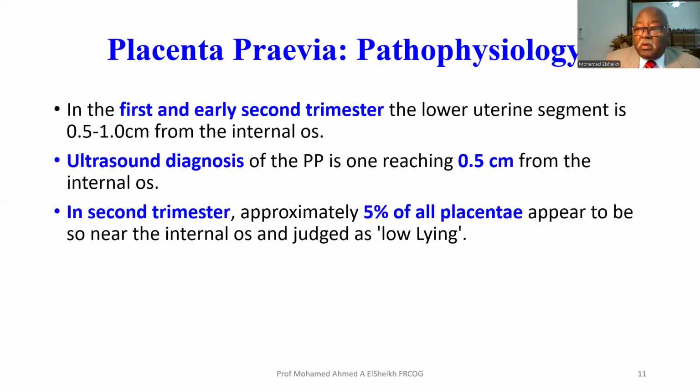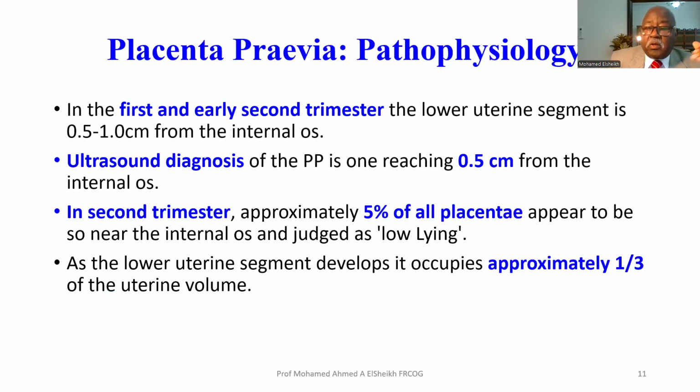In the second trimester, approximately 5% of all placentae appear to be so near to the internal os and judged as low-lying. You see, normally in the first and early second trimester, the placenta is low-lying because it's about 0.5 centimeters to 1 centimeter from the internal os as diagnosed by ultrasound. As the lower uterine segment develops, it occupies approximately 1/3 of the uterine volume.